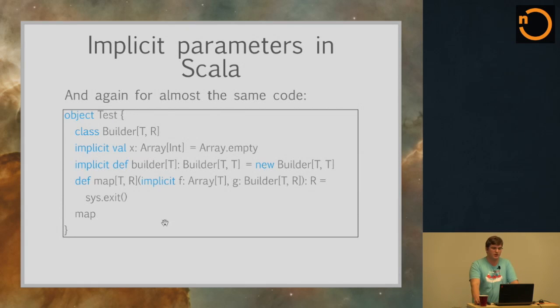And for implicitly passed parameters, Scala works in such a way that every parameter is like a single parameter clause. So firstly, we can find the implicit parameter x and infer that t is integer. And then in the builder parameter search, we use this information that t is integer. So here we can infer that t and r are actually integers.